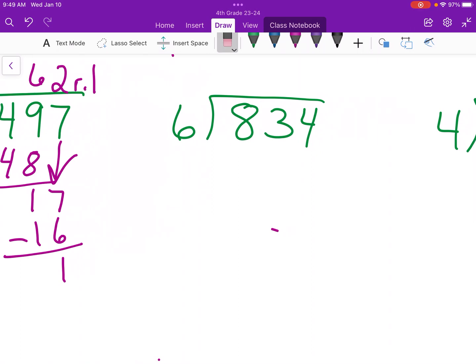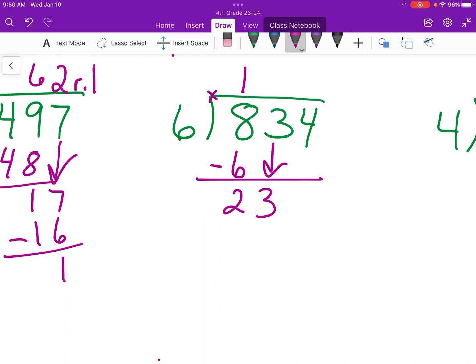Moving on to our next problem. 834 divided by 6. Go ahead and pause. Okay, 834 divided by 6. 8 divided by 6. 6 can go in there one time. 1 times 6 is 6. Subtract that. 8 minus 6 is 2. And bring down our 3. 2 is smaller than 6, so that works.